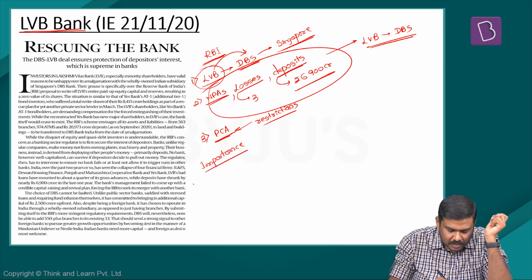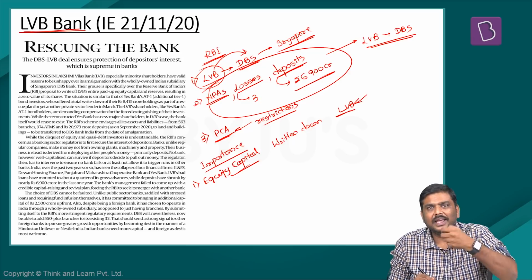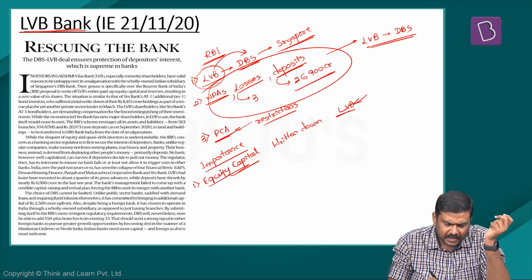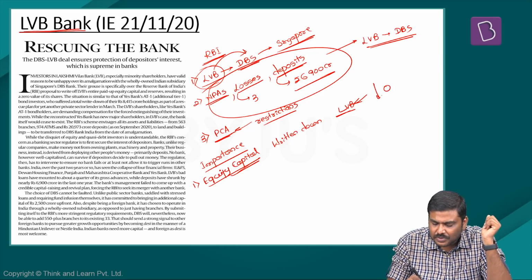With the announcement of RBI, the equity capital investors' money has been written down. What do you mean by this? Imagine here is LVB Bank. If you have invested in the shares of this bank, it is equity capital investment. Then the value of this investment has been reduced to 0 rupees.